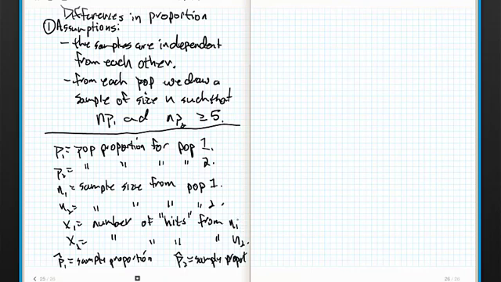Nothing to it. I also know that, might as well be exhaustive here, 1 minus P1 hat is equal to Q1 hat, and 1 minus P2 hat equals Q2 hat, etc.